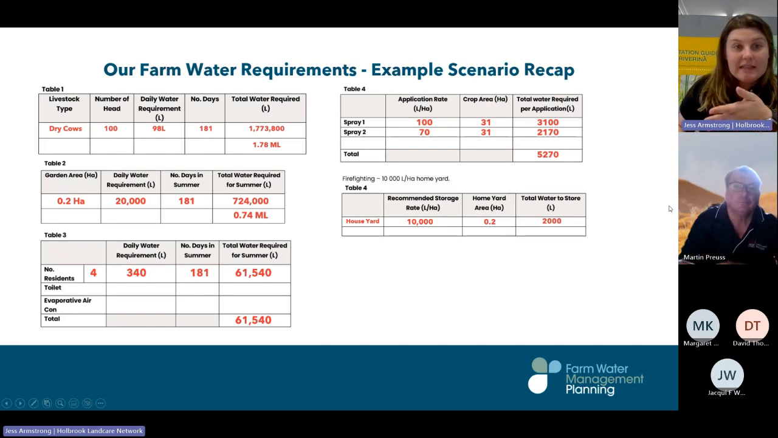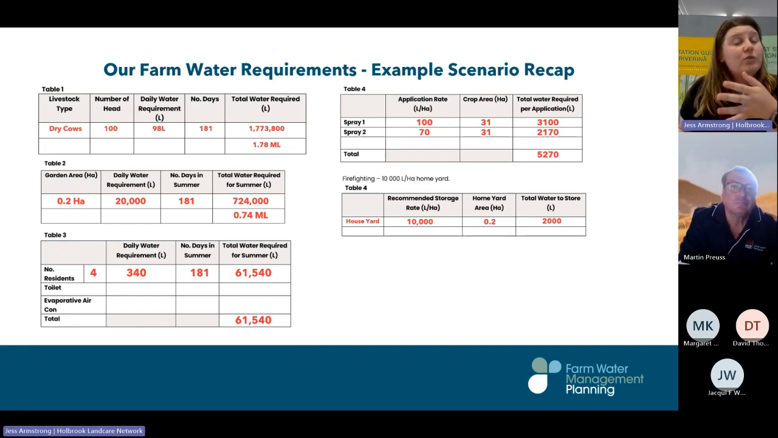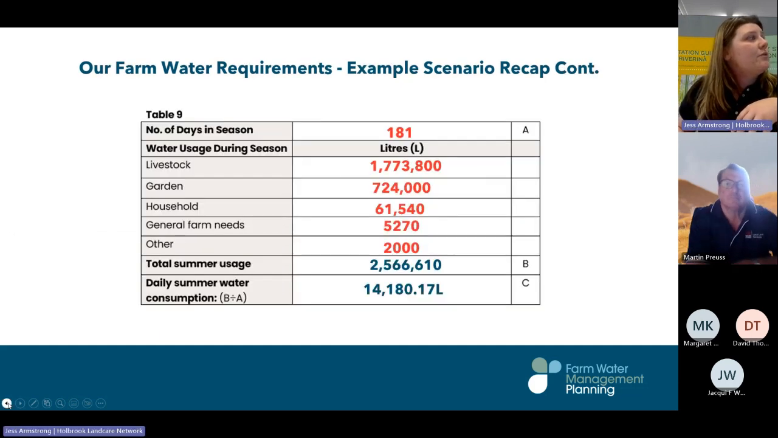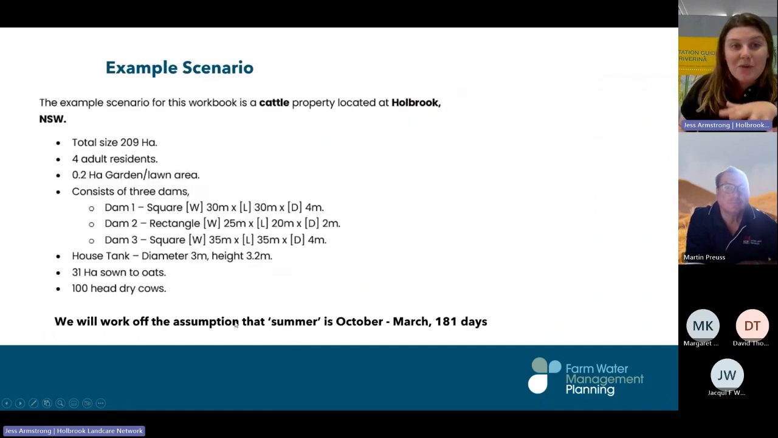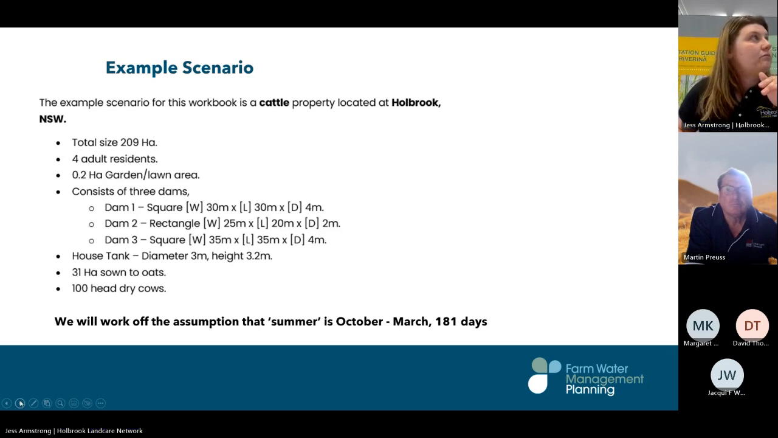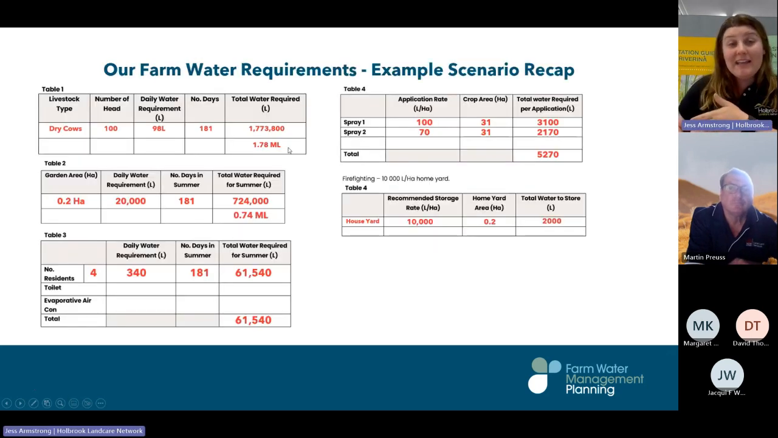So to recap on what we did last session, we calculated the water requirements for all of those sections. So we know that for our livestock, over a summertime period, which we're going to assume for the purpose of this audit is from October to March, it's about 181 days that we're assuming that we're going to have no rain, and that is our summer period. So for this summer period, we've calculated out how much water we think that our property, our farm, is going to use. So I won't go through each of these, but you can see that we've calculated all of these into either litres or megalitres for convenience.